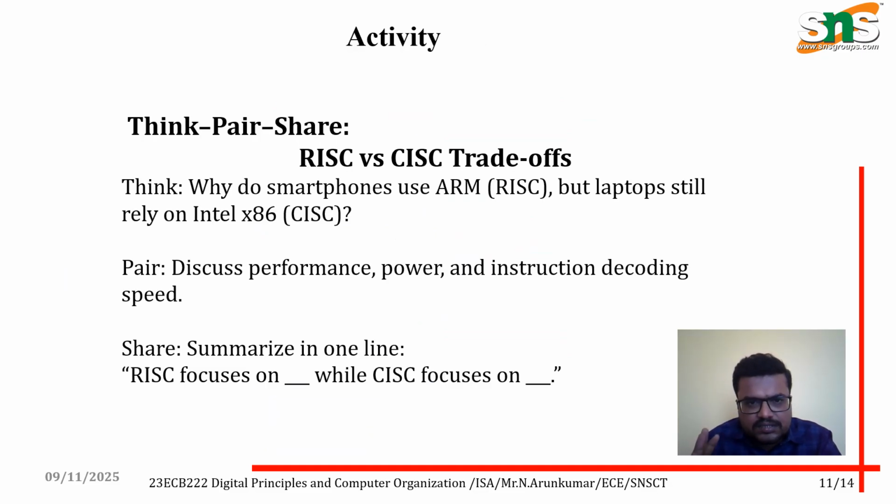Activity. Here I am giving think-pair-share. Let us consider the RISC versus CISC trade-off. Think: why do smartphones use ARM processors, but laptops still rely on Intel CISC processors? Pair: discuss the performance, power, instruction decoding and speed also. Next, share and summarize in one line: RISC focuses on dash, and CISC focuses on dash. Like this, we need to get the information using this think-pair-share.